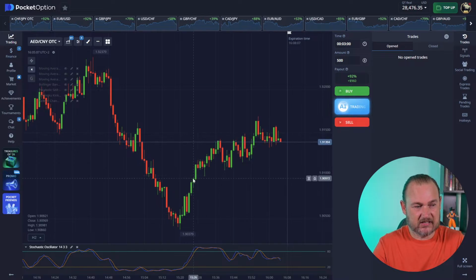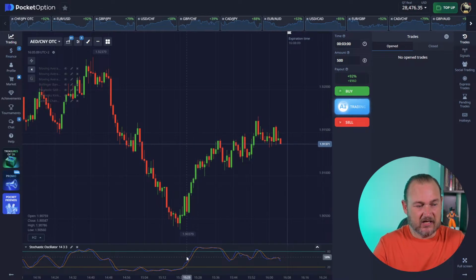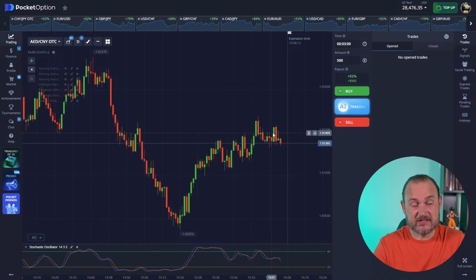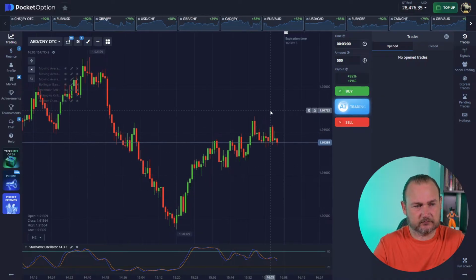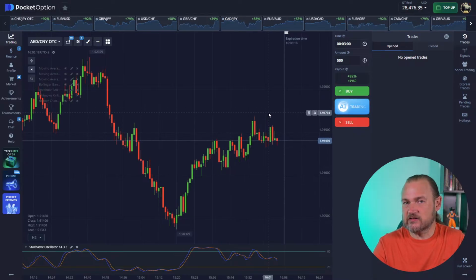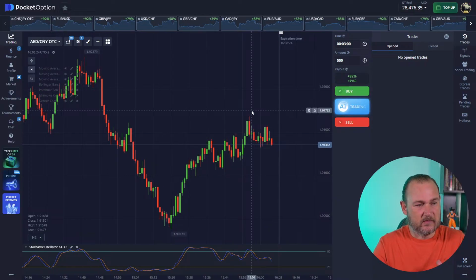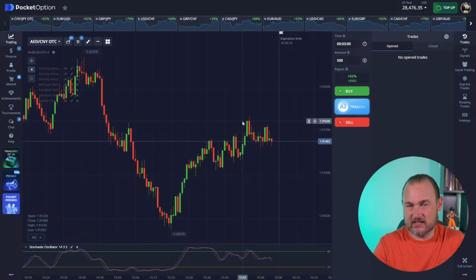On this candle here, we hit the overbought area, and the stochastic simply stayed in the overbought area for quite some time, and we can see that price is still busy going upwards. This is one of the most common mistakes that people make when they use the stochastic oscillator. I basically never take into account the oversold and overbought areas to find entries.